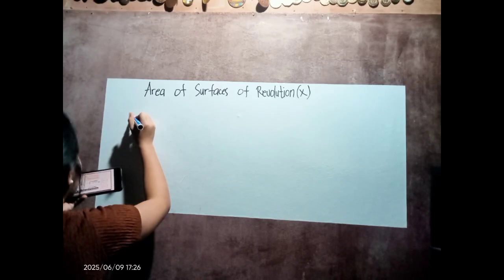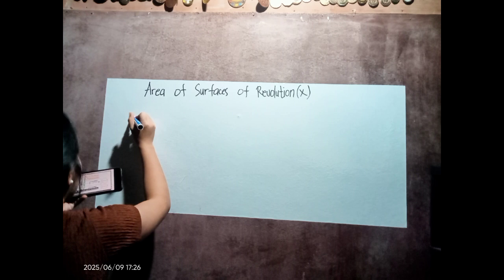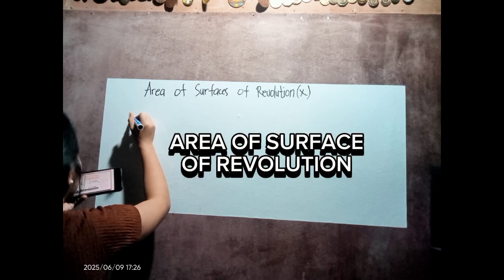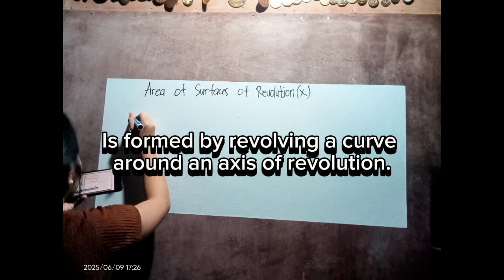Good day everyone. I am Althea Baldosa and I'm going to discuss how to find the area of surface of revolution. A surface of revolution is formed by revolving a curve around an axis of revolution.